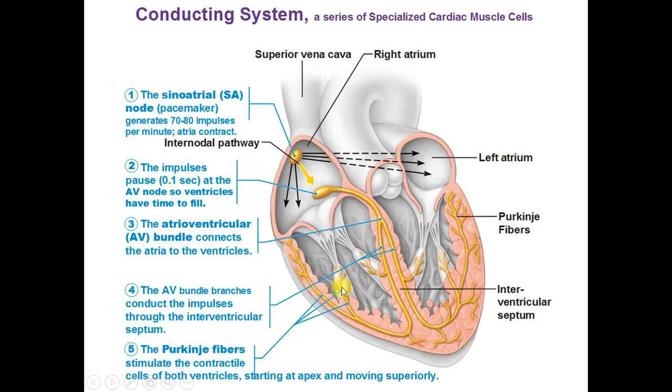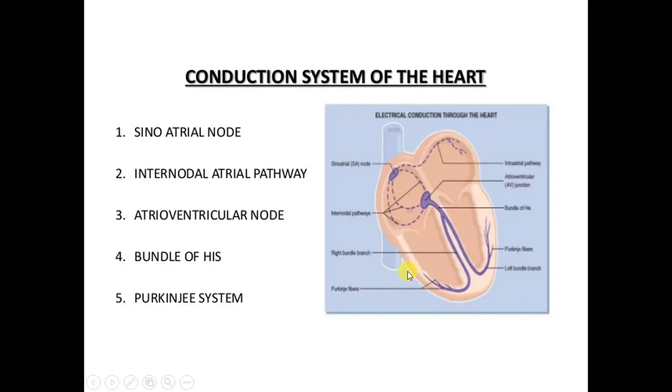ventricles. Both ventricles then start beating at the apex and then move upwards. From the apex it moves upward. So it is the apex part which is first stimulated, then it runs superiorly and sequentially the whole ventricle contracts. So this was the whole brief introduction.